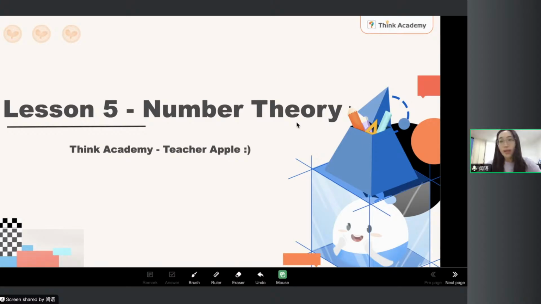Okay. Basically today we will involve two topics. The first one is about the division involving remainder, and the second one is about divisibility. These two topics are quite important for the module of number theory. So here, let's start.